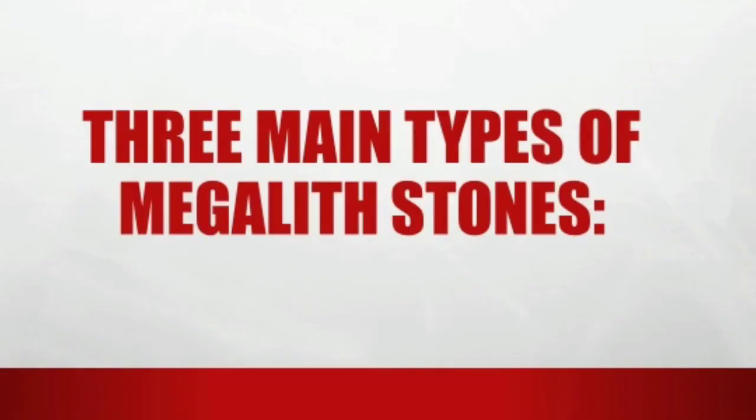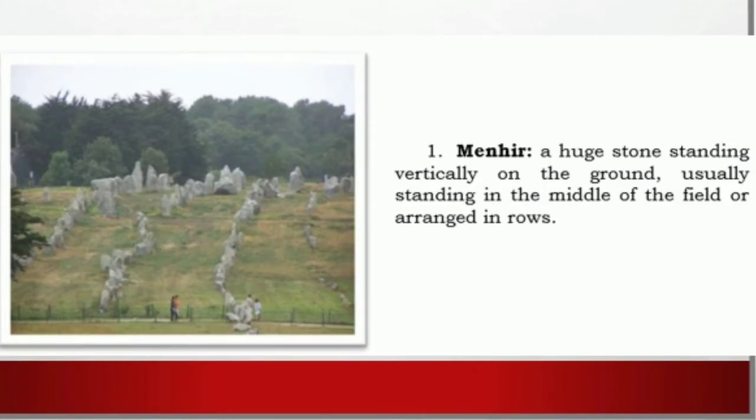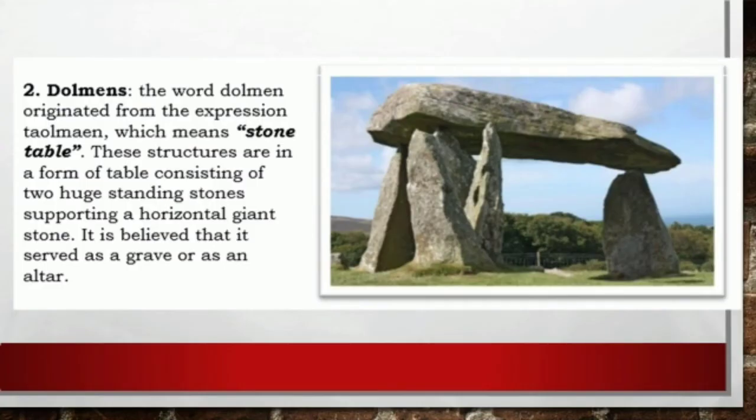There are three main types of megalith stones. And what are those? Let us see. Number 1, menhir, a huge stone standing vertically on the ground, usually standing in the middle of the field or arranged in rows. There is the sample in the picture. Next, dolmens. The word dolmen originated from the expression tolmen, which means stone table. These structures are in a form of table consisting of two huge standing stones supporting a horizontal giant stone. It is believed that it served as a grave or as an altar.